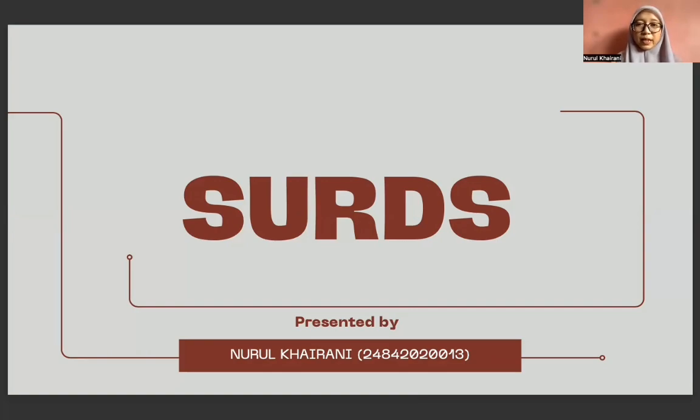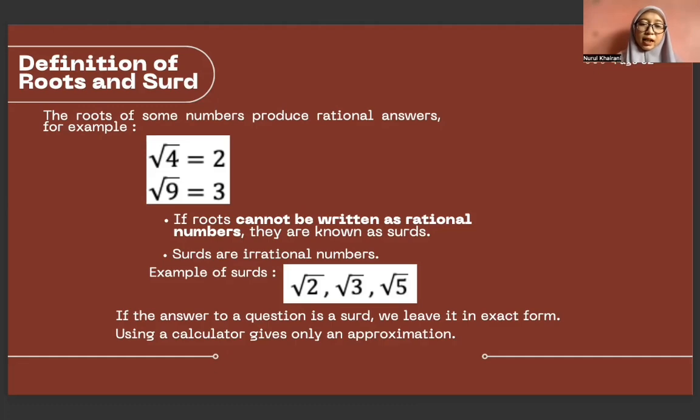Today I would like to present a mathematics topic called surds. First, let's talk about roots. The root of a number is a value that, when multiplied by itself, gives the original number. The roots of some numbers produce a rational answer, which means the answer can be written as a fraction or whole number.